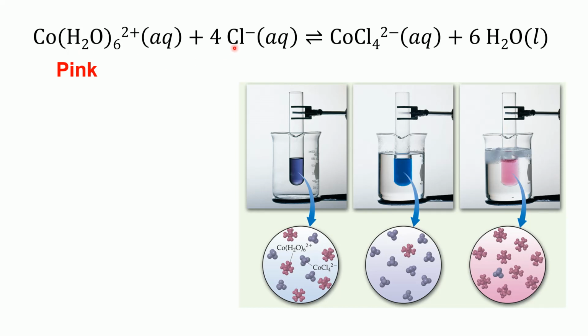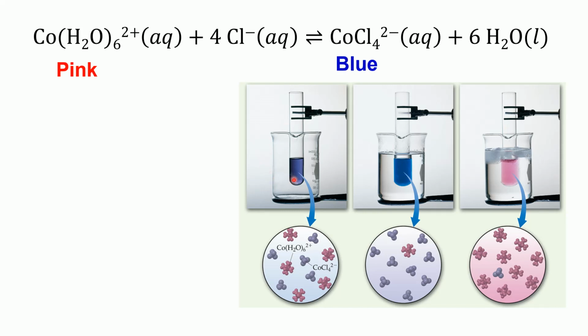And then here is chloride. And one of the things we do in the experiment is add chloride. By adding chloride, it'll shift the reaction to the right. And we can tell it shifts to the right because we get this cobalt chloride complex ion. All right, and it is blue in color.